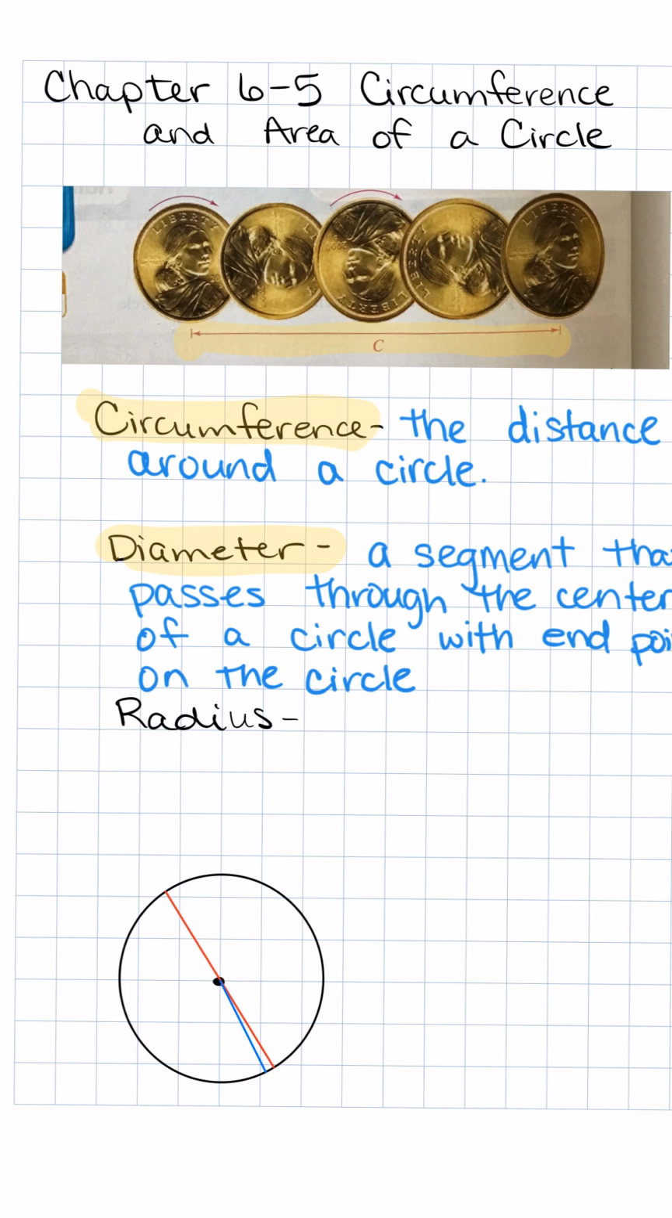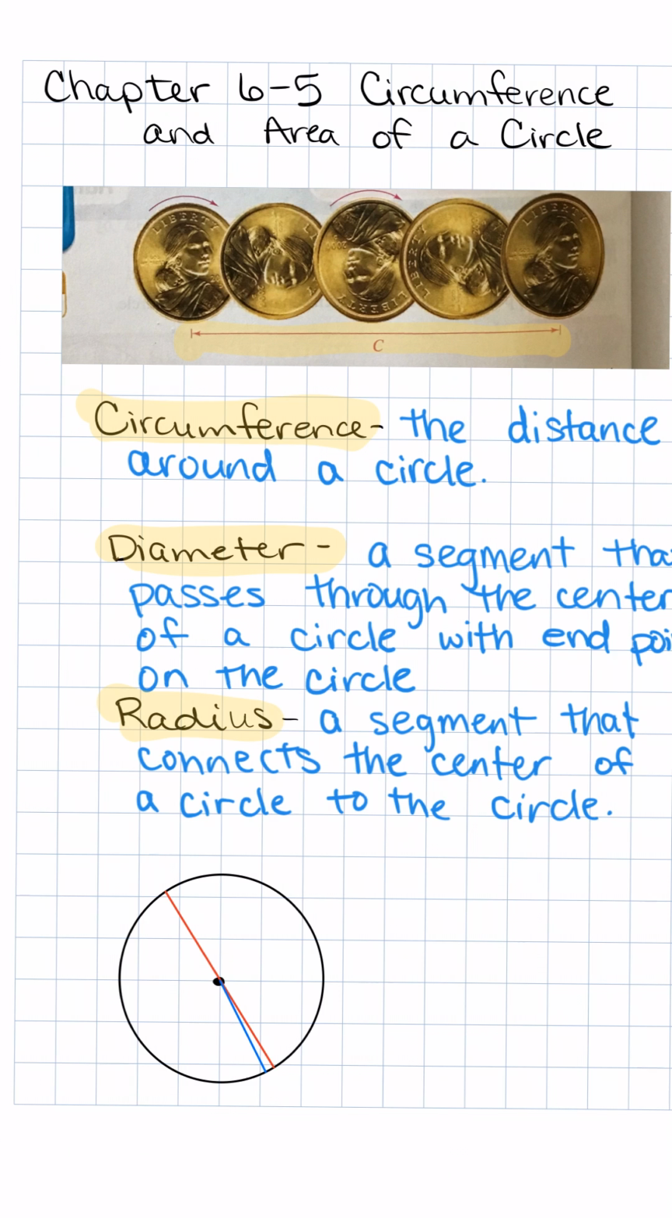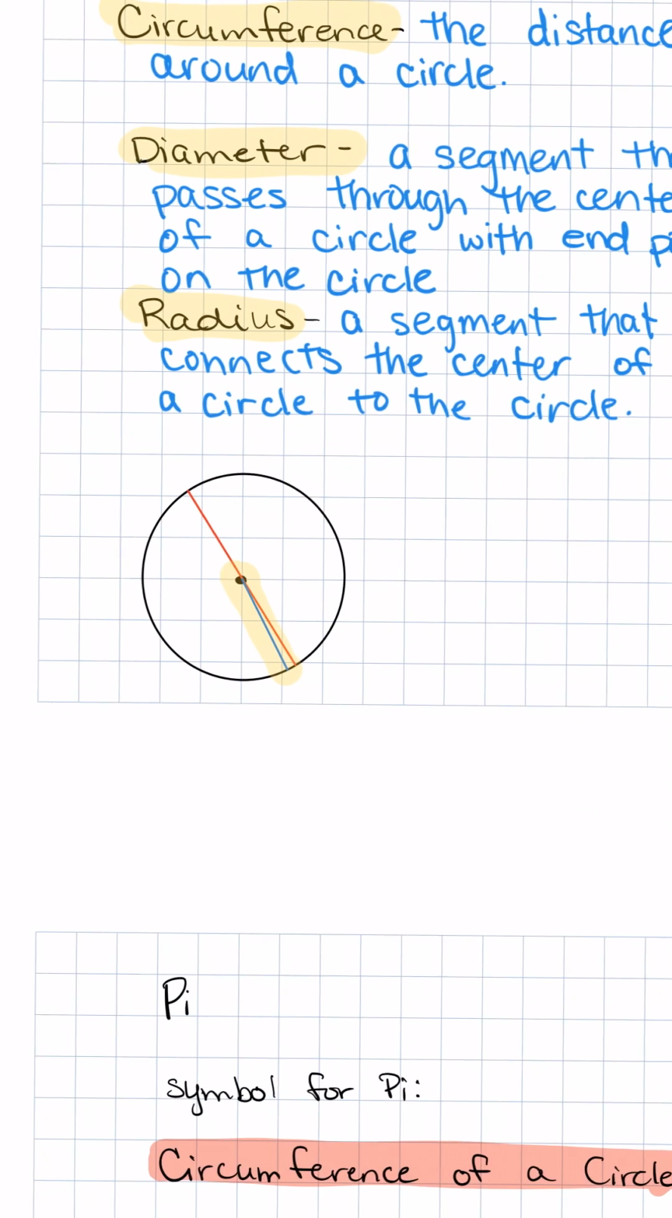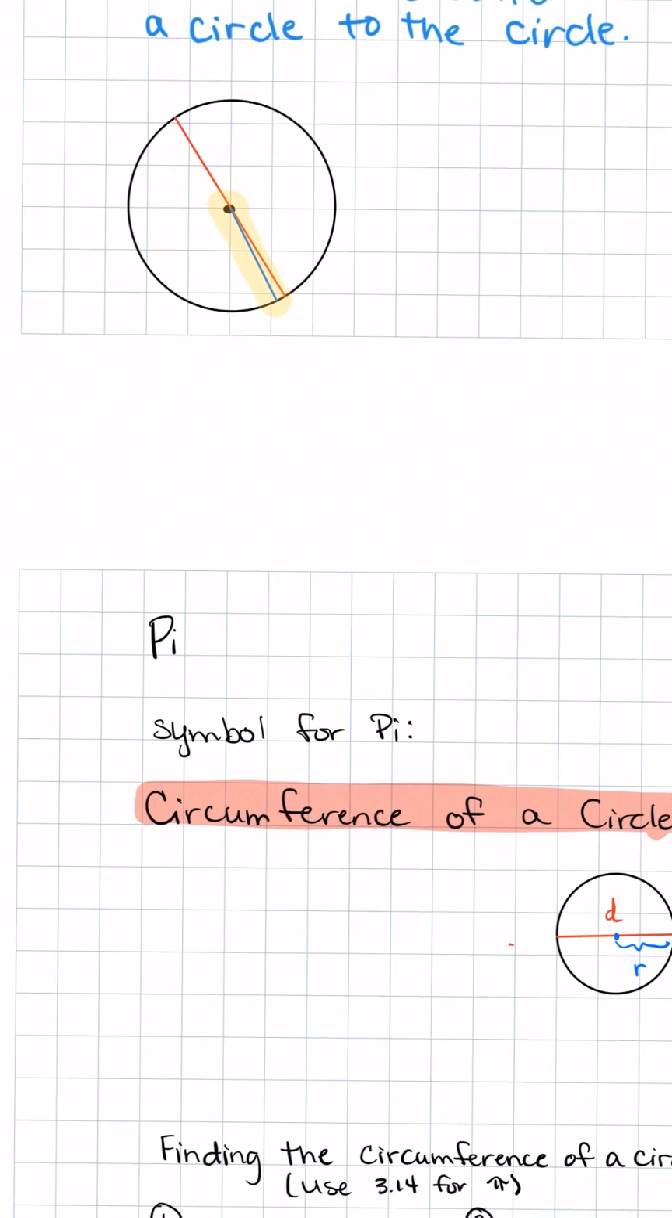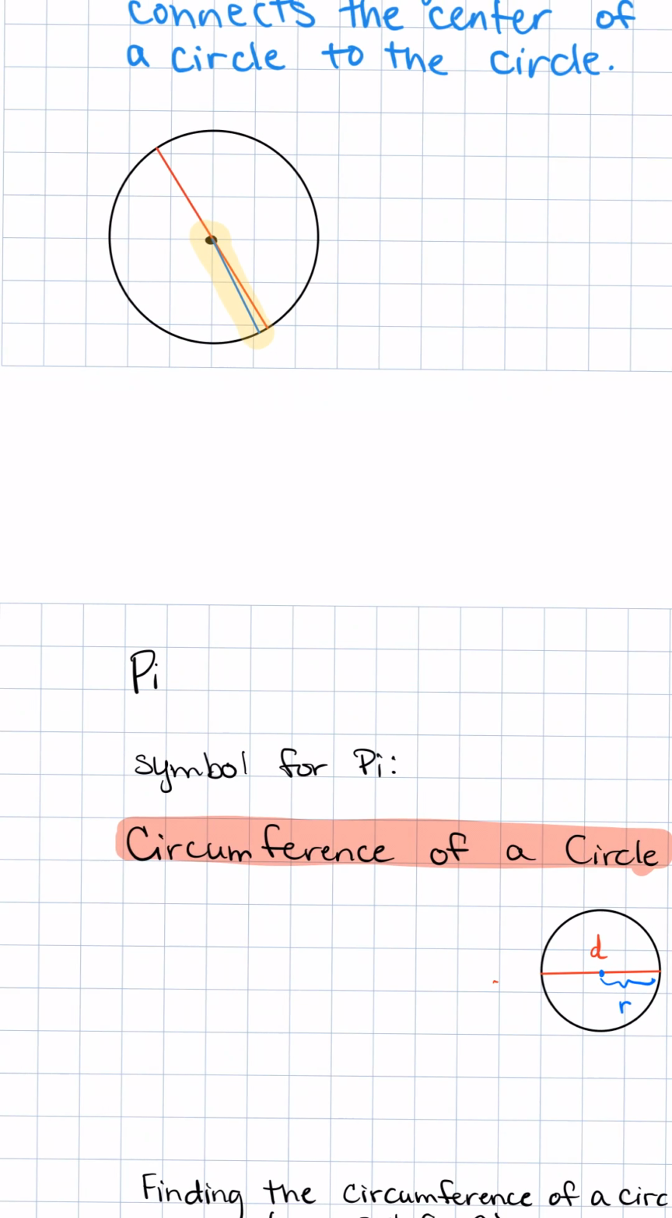A radius is the segment that connects the center of the circle to the circle. So the radius is a segment that connects the center of the circle to the circle. So here's the center of the circle. This blue line is the radius, connecting it to the circle. Okay, so be able to identify both the diameter and the radius. The diameter is twice the radius.